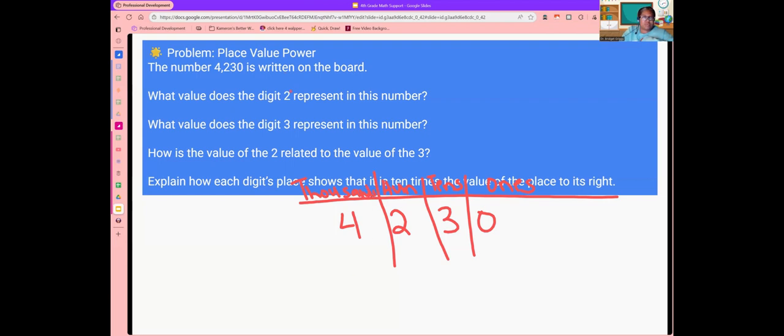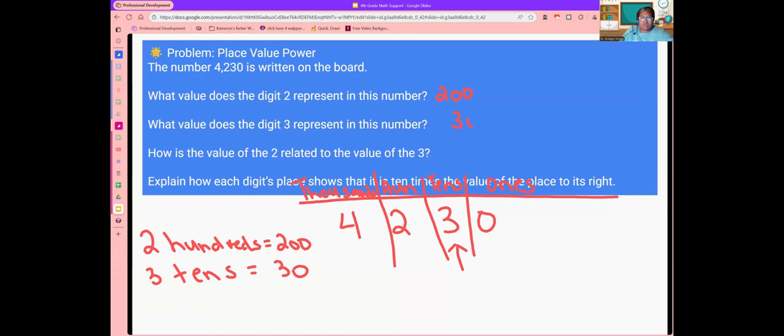And it wants to know the value of the 2. Well, the 2 is in the hundreds place, so that means there are 2 hundreds, which equals a value of 200. So the value of the digit 2 is 200. Now the 3 is in the tens place, so that means there are 3 tens. If we added 3 tens, we would get 30. So the value of the 3 is 30.